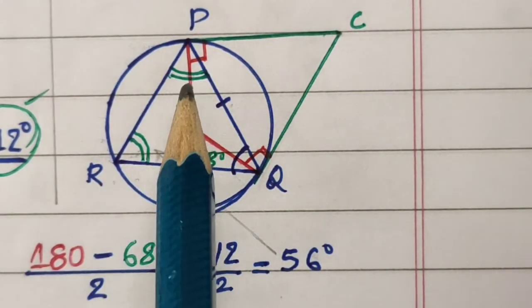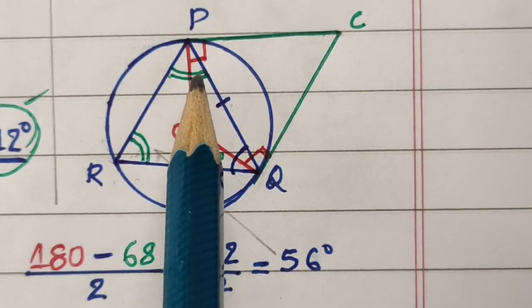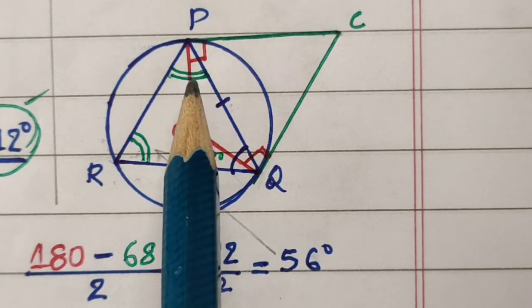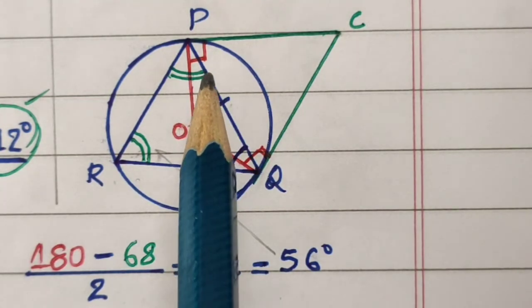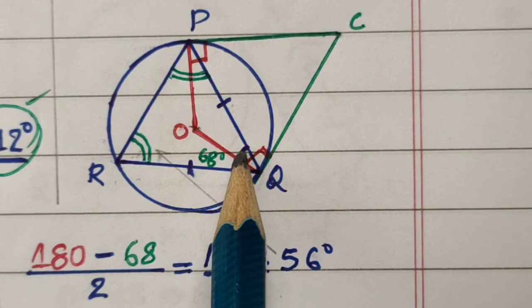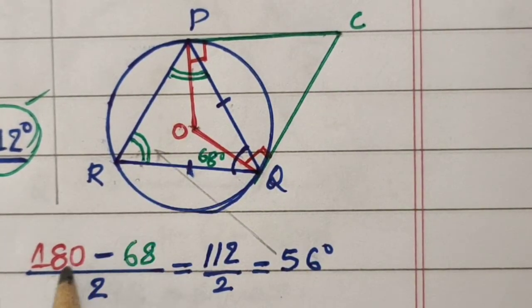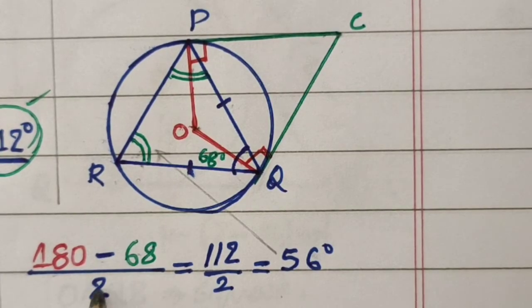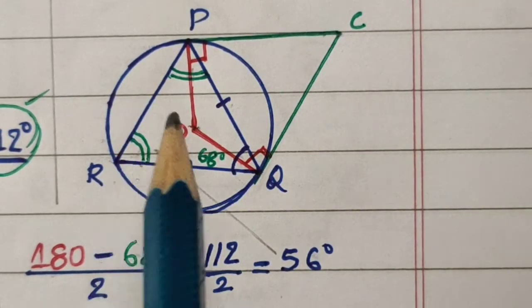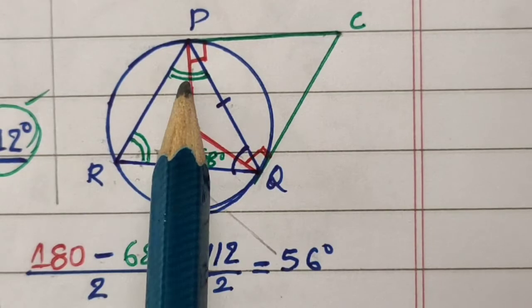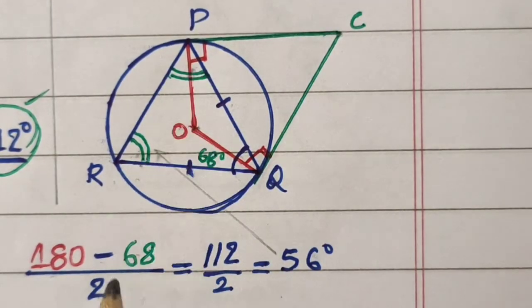We know that the sum of the interior angles of a triangle is equal to 180 degrees. 180 minus this, divided by 2, will give this, because these two are equal. 180 minus 68, divided by 2. Why divided by 2? Because these two are equal, so when we add these two, we will get the same number here.